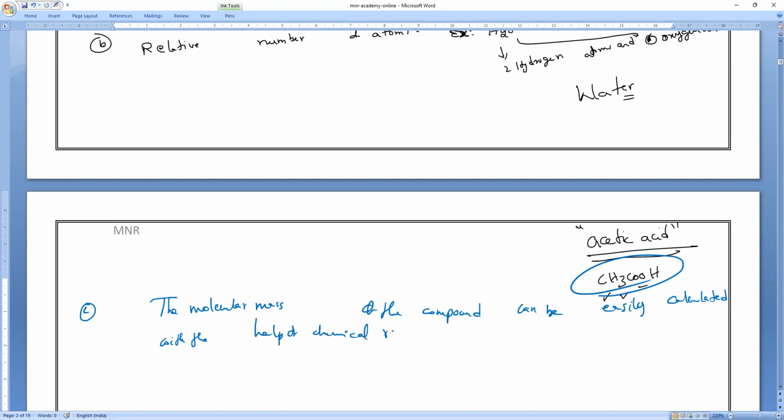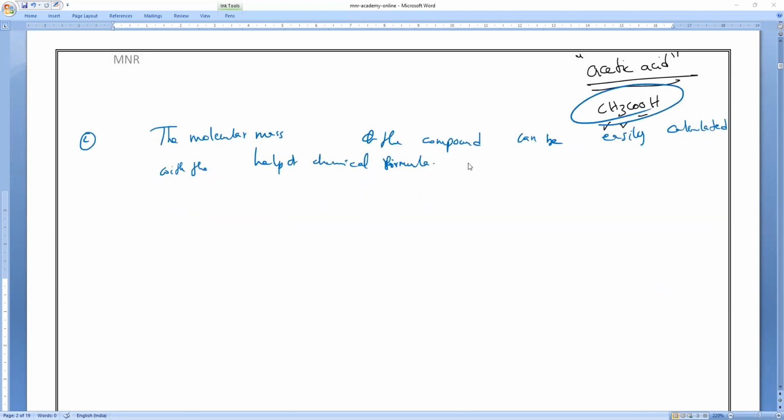Now you may not feel that, but definitely once you learn the molecular mass, you will understand the importance of this point. I hope you are all clear, everybody. Do you understand, guys? Next, last one.